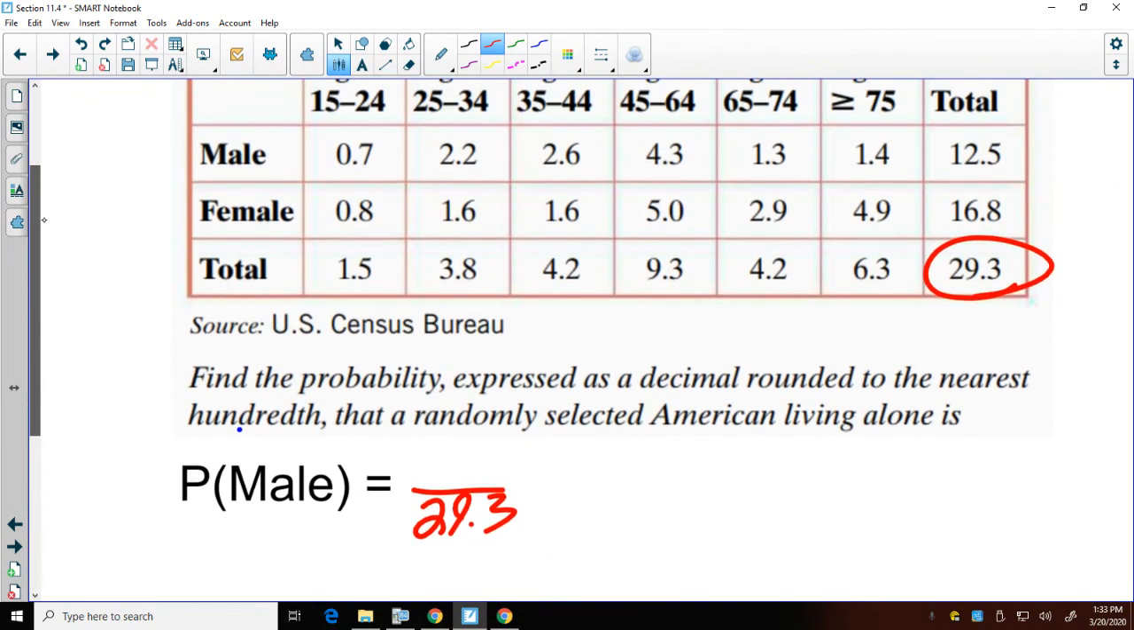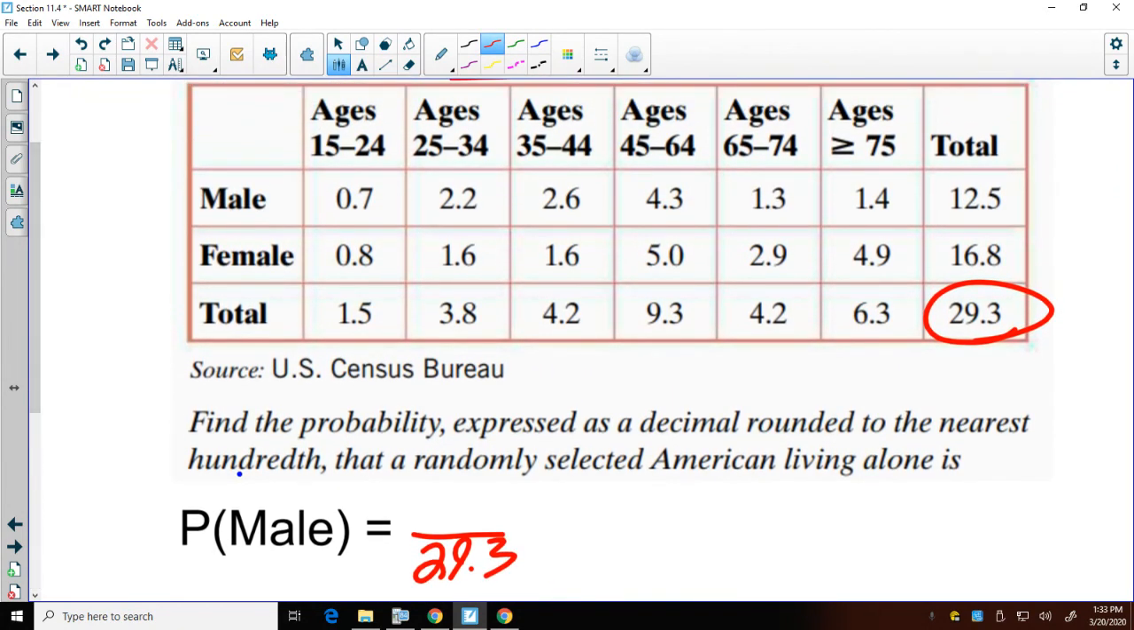So on top, we want the males. So how many males were there? Right there. There's your total number of males because this is the male row. So all the way over here, here's the total. So that's 12.5 on top of here.